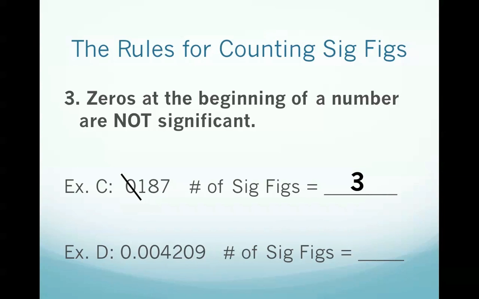An example D, which is I think the tougher number to look at here, when I say beginning of a number, I'm talking about not in front of the decimal place, but in front of the first 1 through 9 number. So that means that all 3 of these zeros are considered at the beginning and thus insignificant. So this number only contains 4 sig figs.